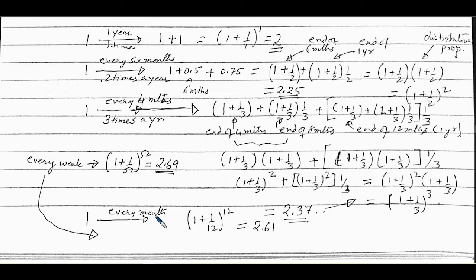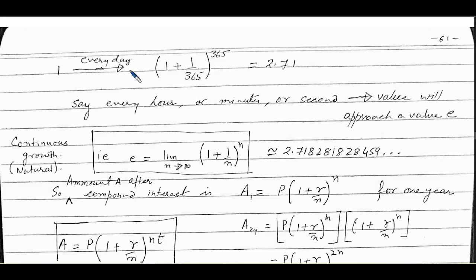If every month it gives, if you go on doing it, you will see it is 1 plus 1 by 12, to the power 12. Now the amount has increased to 2.61. So the amount has increased from 2 to 2.25 to 2.37 to 2.61. And if they say that every day I will give the same 100% interest for a year, I will have 1 plus 1 by 365, to the power 365, that is 2.71. So you can also say every hour, minute or second.